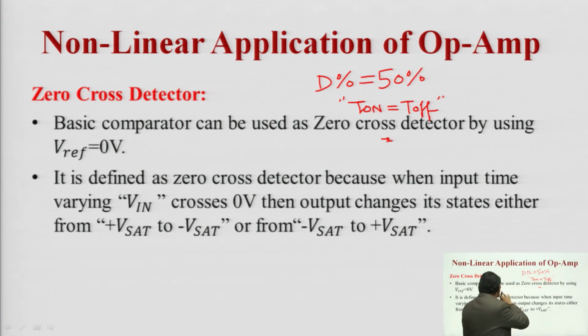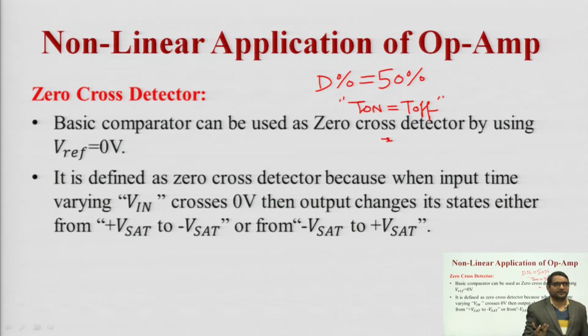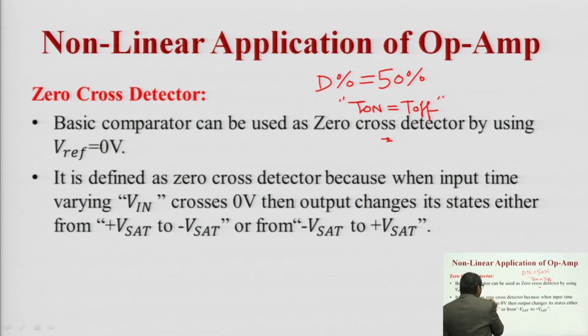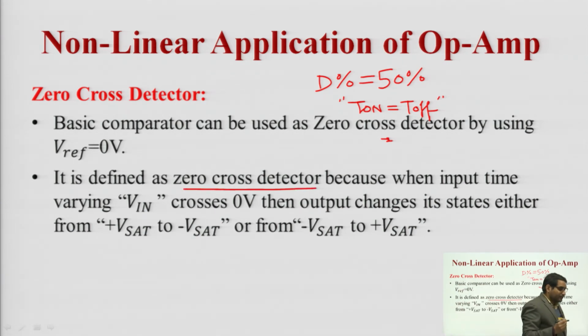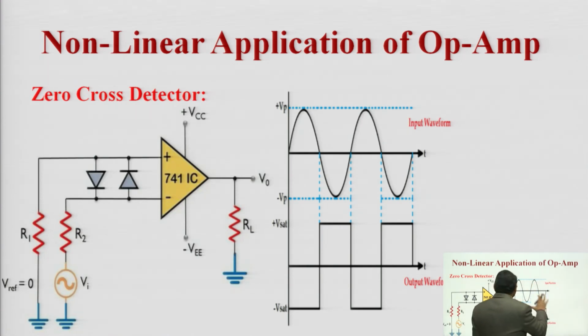Then a zero cross detector is basically a modification of a conventional comparator, where we put the V reference as 0. If V reference is 0, then it can be defined as a zero cross detector, because when the input time varying signal V in crosses the 0 level, the output changes its state either from plus V set to minus V set or from minus V set to plus V set. This is the zero cross detector, where the V reference is 0.